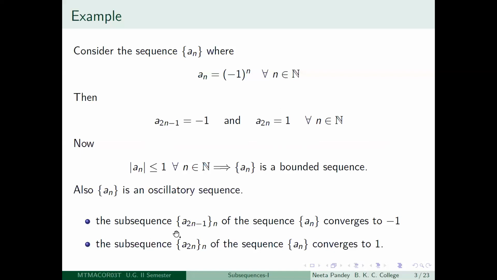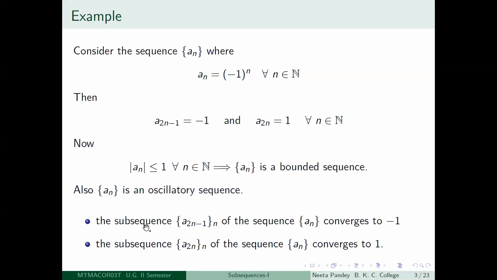So what you are noticing here is that there can be infinitely many subsequences of the original sequence. There can be infinitely many convergent subsequences of the original sequence, right? These two things are true for any sequence.